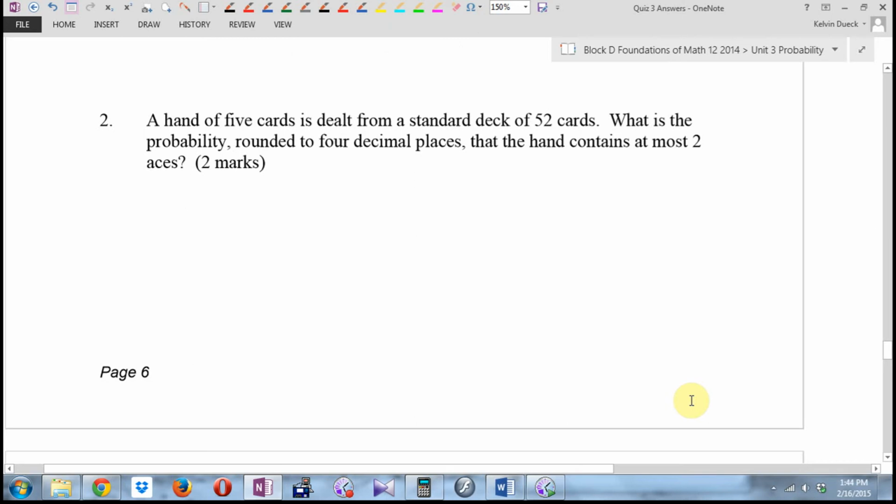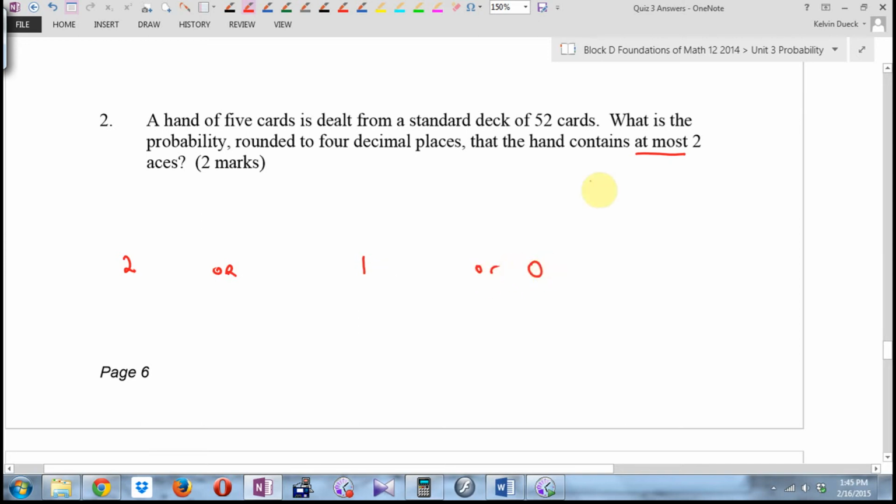Number 2. Hannah, how many cards are we dealing? I'm not doing a tree. Bucket. And the other key part with this is at most 2 aces. This has cases. What does at most 2 aces mean? I'll give you a hint. 2 or... don't forget.